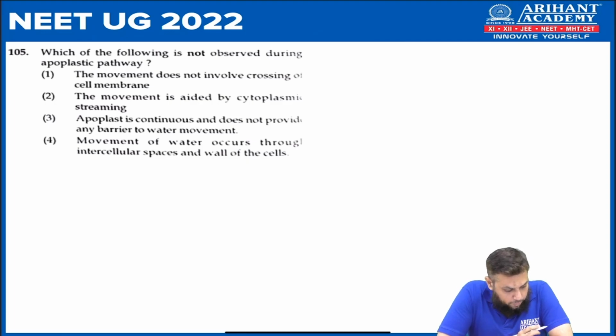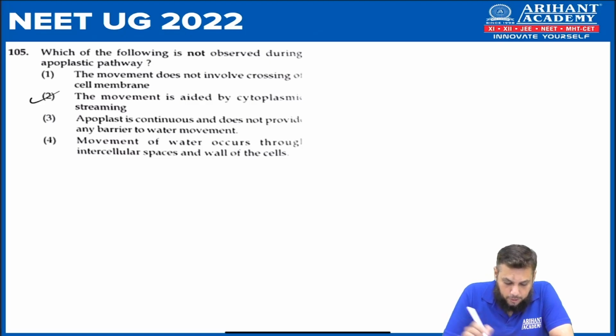105. Which of the following is not observed during apoplastic pathway? So if you look at option number 2, the movement is aided by cytoplasmic streaming.